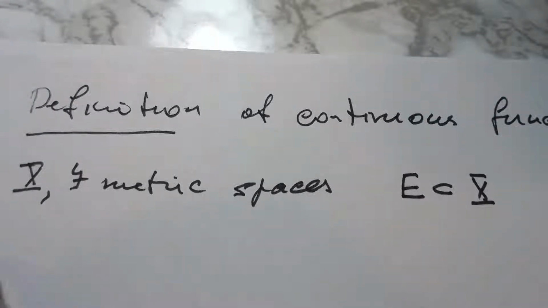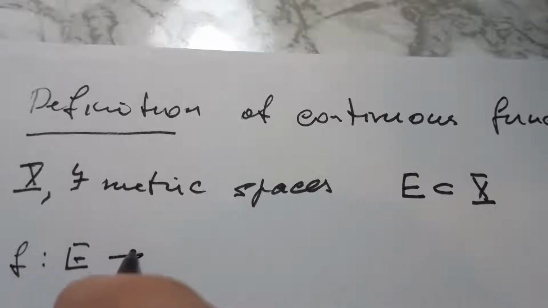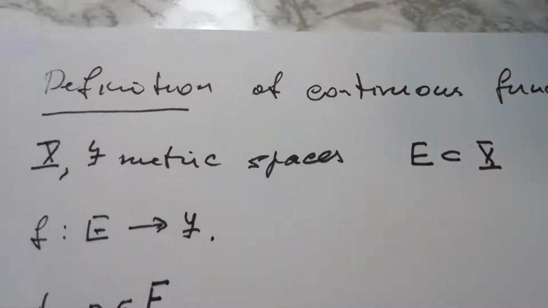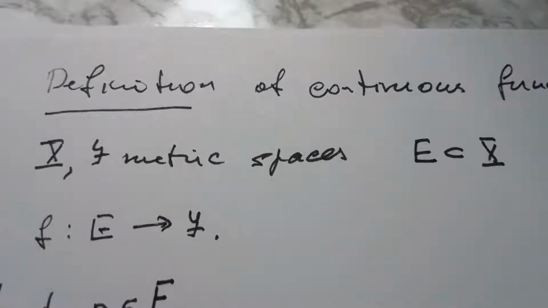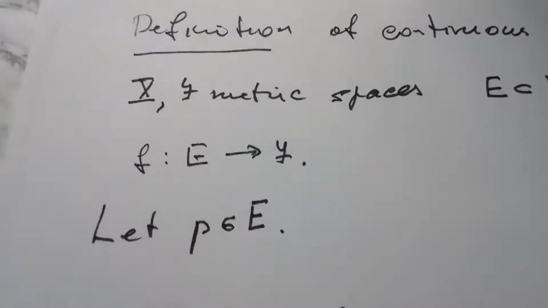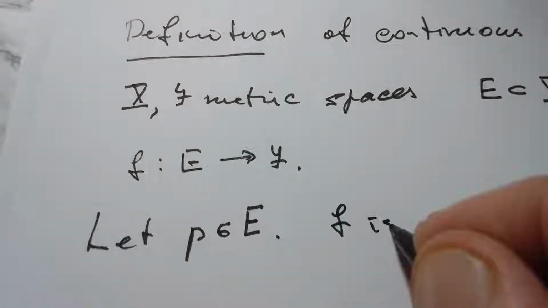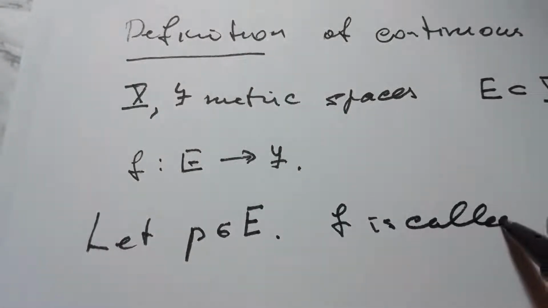And I have a function f that maps E into Y. Okay, so let p be a point in E. And now the first definition kind of sounds silly. The function f is called continuous at the point p.